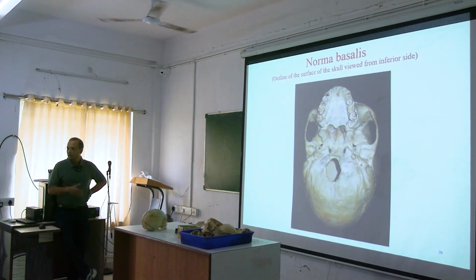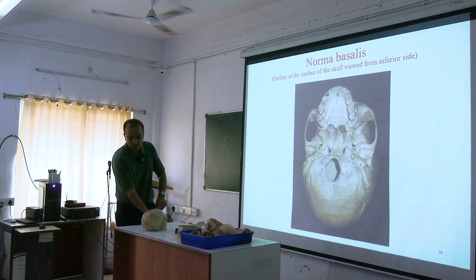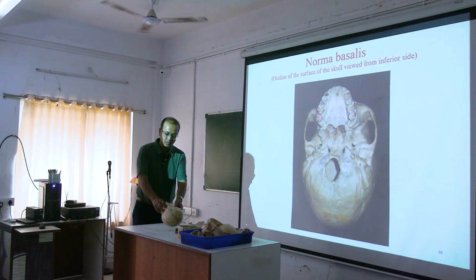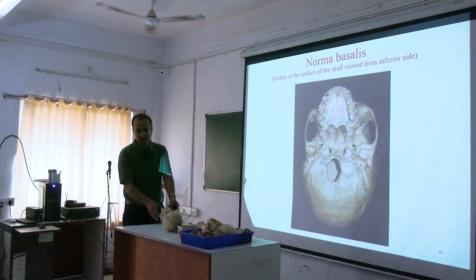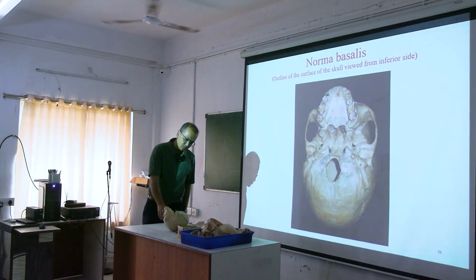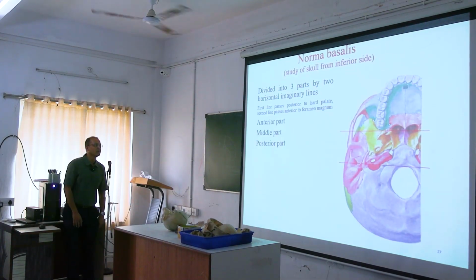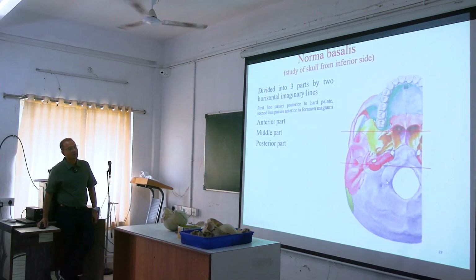The other view: if you flip this and look from the underside, just opposite to vertical, we call it looking at the base, Norma Basalis. If you are looking at it like this, Norma Basalis, what are the bones that are visible here? You have to identify that as well. So, this is what you are seeing, this particular Norma Basalis. It can be divided into three parts: anterior part, middle part and posterior part.